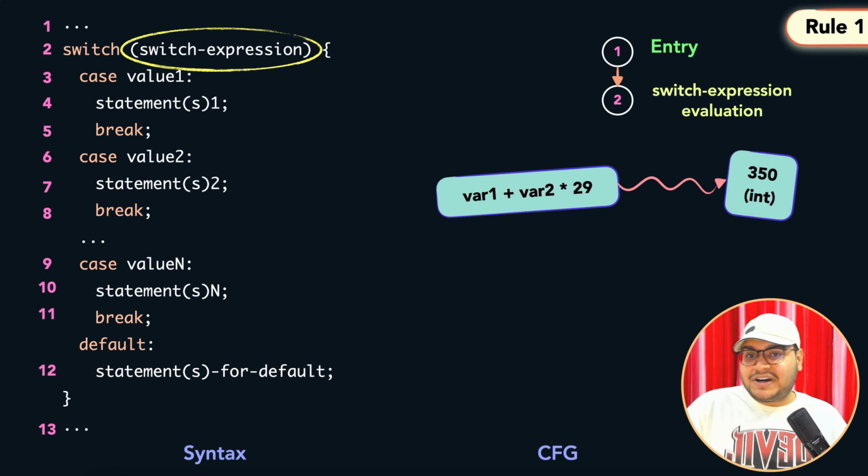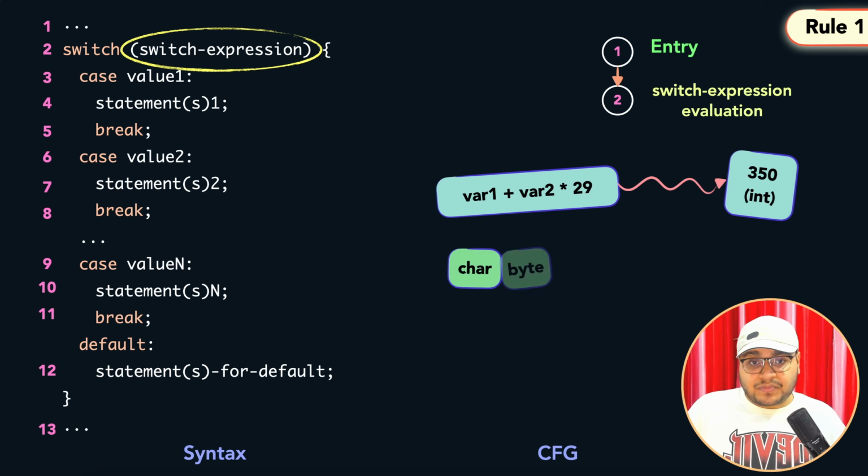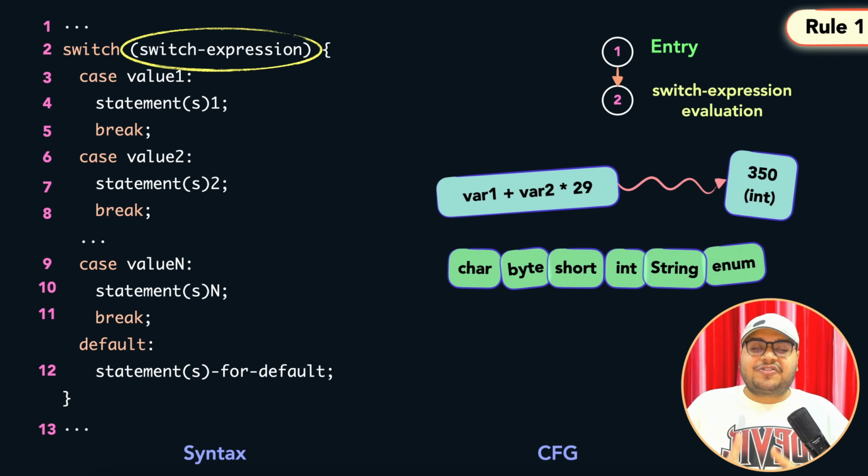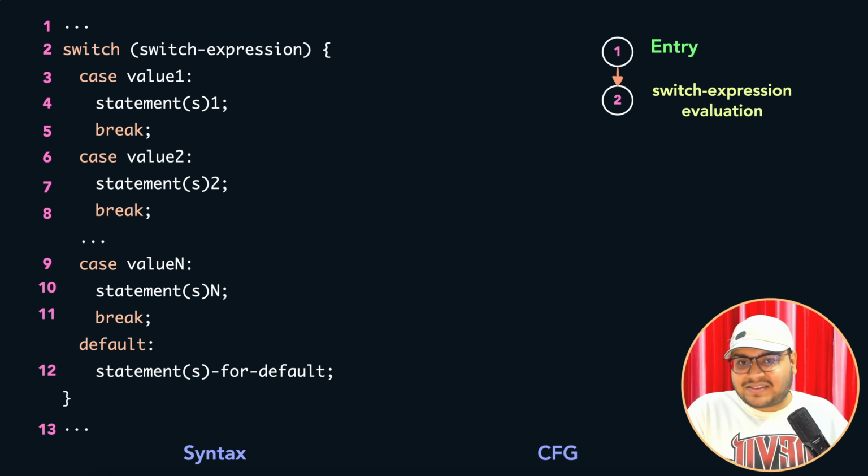This brings us to the first rule. A switch expression is just like any other expression. For example, var1 plus var2 multiplied by 29. It follows the standard rules of precedence, associativity, and type conversion during its evaluation and produces a result of a fixed data type. For instance, the expression might evaluate to 350, an int value. However, the switch expression must always yield a value only of char, byte, short, int, string, and an enum data type. Let's move on to the case statements.